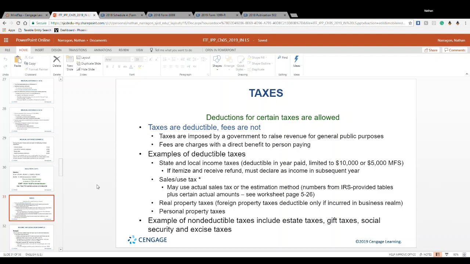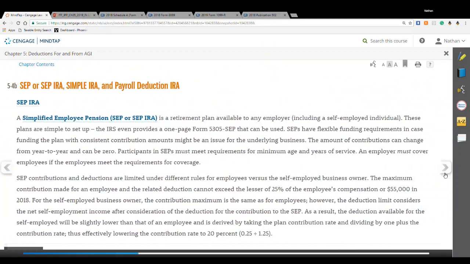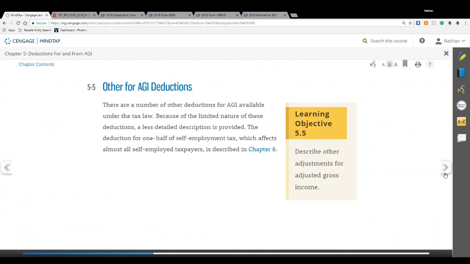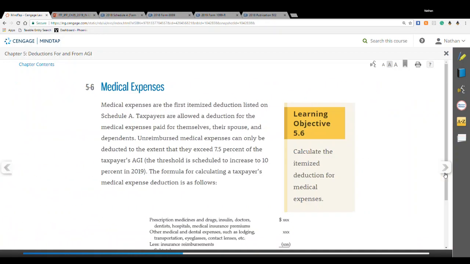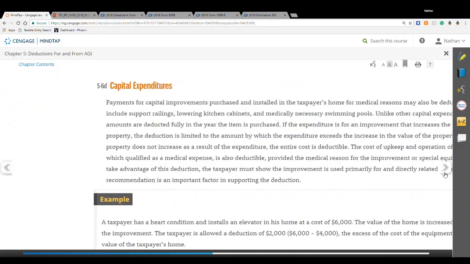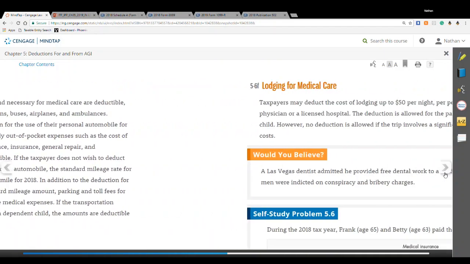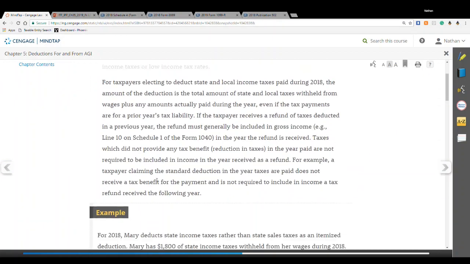Okay. Sales and use tax. You may actually use actual tax or the estimation method. So again, there is a worksheet. Let me see if we can find it. So again, read the book. Reading the book is good. Okay. There's logic. There's taxes, income tax, and sales tax.